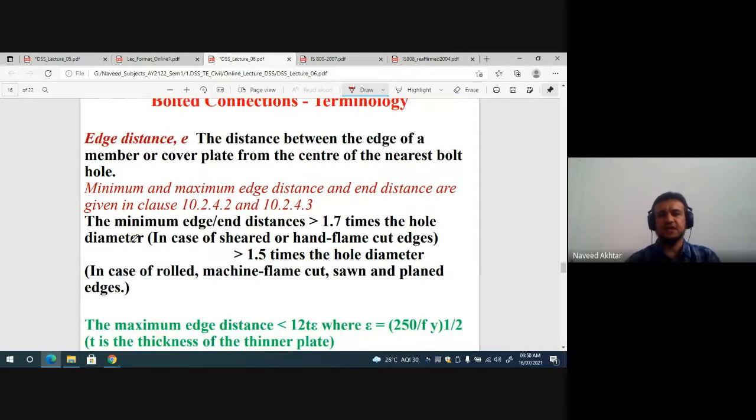Edge distance is the distance between the edge of the member or cover plate and the center of the nearest bolt hole. That is also something we have seen.